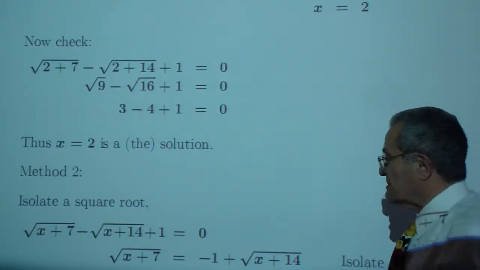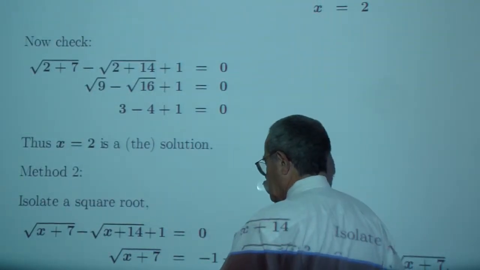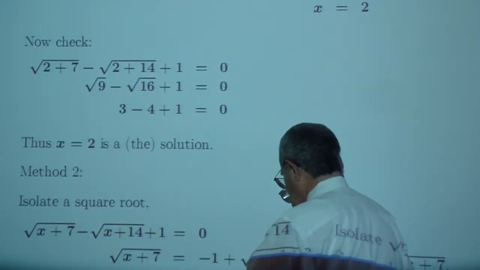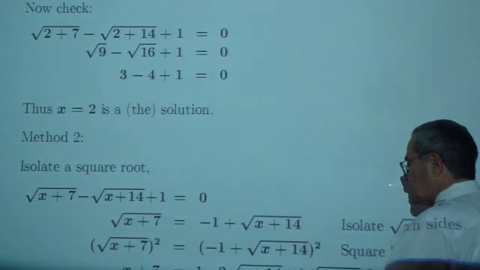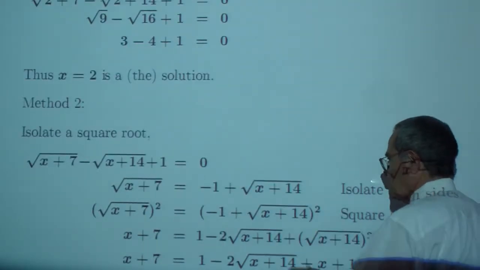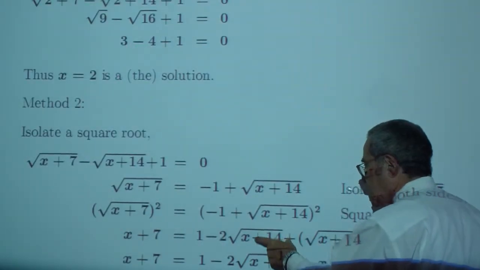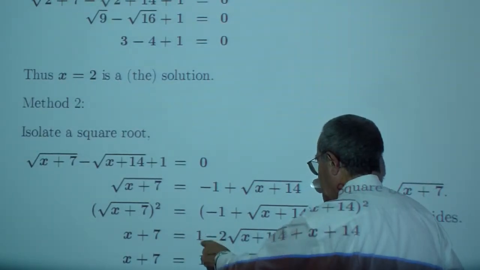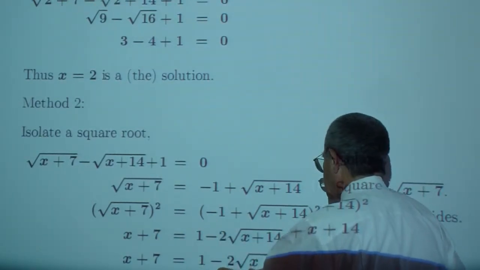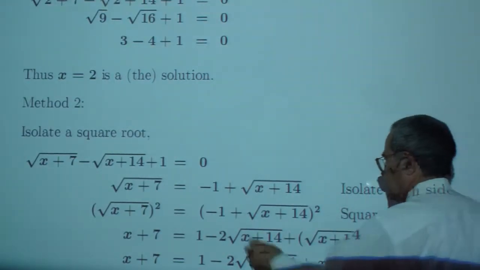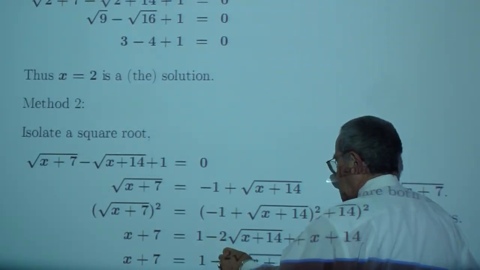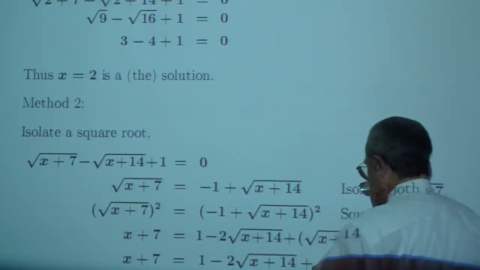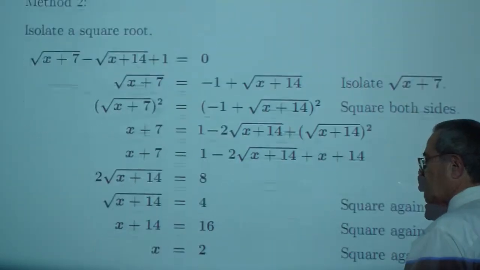A better method: isolate the square root. So add the square root to both sides and subtract 1 from both sides. Then square both sides. You get a much smaller square root here. Okay, you get x plus 7, you get 1. You have negative 1 squared, so you get 1, minus the double product, 2 times 1 times the square root, plus the square root squared.